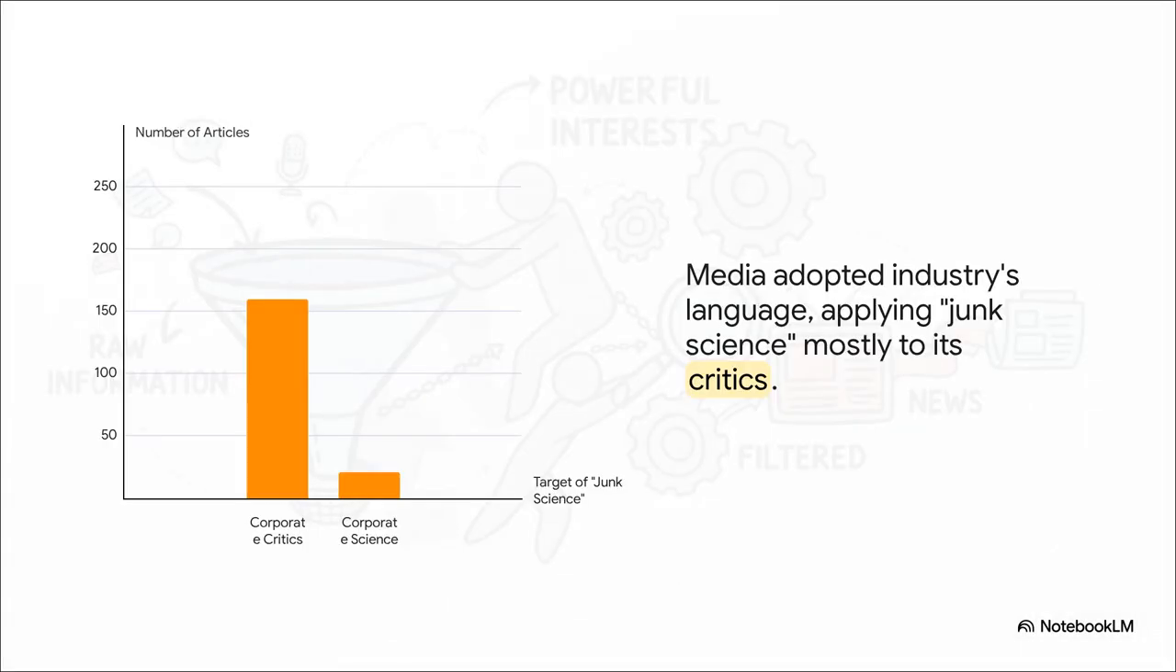And here's another fascinating data point. The chemical industry often tries to dismiss the work of its critics by calling it junk science. Well, this chart shows how the media kind of internalized that framing. Between 96 and 98, that phrase was used 160 times to talk about environmentalists and corporate critics, but only 21 times to talk about corporate science itself. The media, in effect, started using the industry's own language.